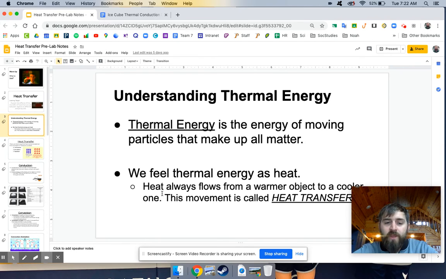Okay, so important point, and I'll go through that with some examples too. But make sure you have these two things written down. These are going to be the two main things that you need to know for this lesson.